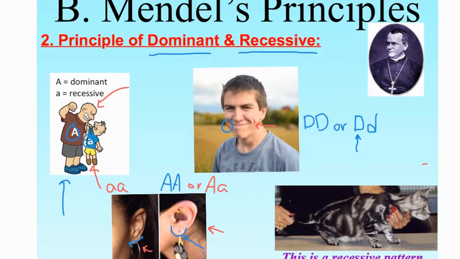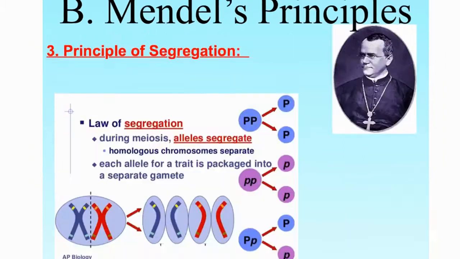And same thing with this cat over here. So that fur pattern is a recessive pattern on that tabby cat. So that would have to be little t, little t. You'd have to have 2 little weaker alleles, recessive alleles, in order to have fur that looks like that.